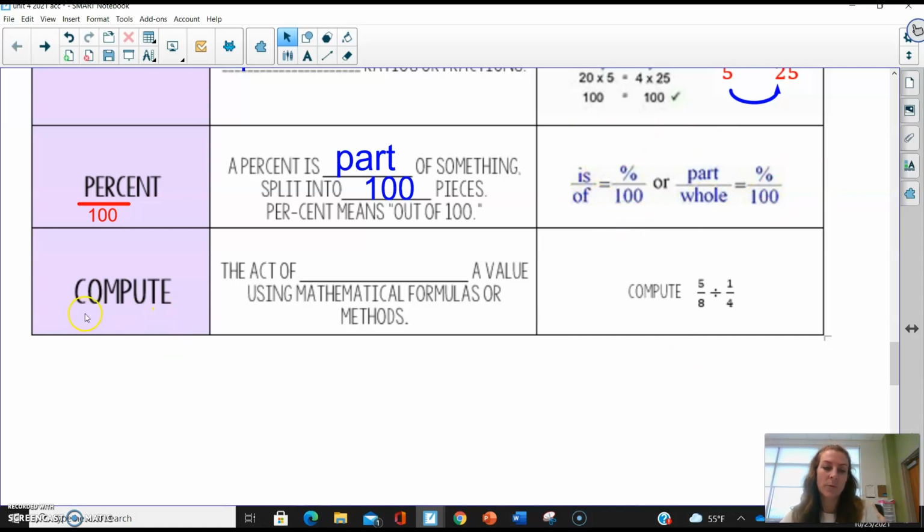And then our last vocab word is compute. Compute is the act of calculating a value or using a mathematical formula, calculating a value using mathematical formulas or methods. And it's another word really for solve. So if I say compute 5/8 divided by 1/4, again, I'd be asking you to solve for, in this case, the expression given.